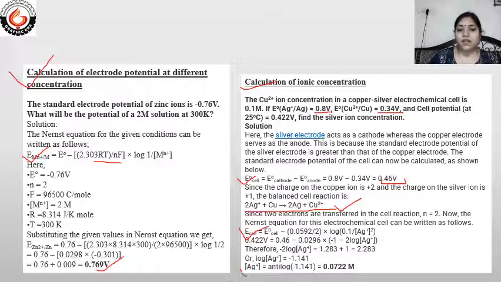After that, on calculation, the answer will become 0.0722 molar concentration. So this one is the concentration of the silver electrolyte in the cell. So in this way we can calculate the ionic concentration of any one electrolyte if the concentration of the other electrolyte and other values are given.